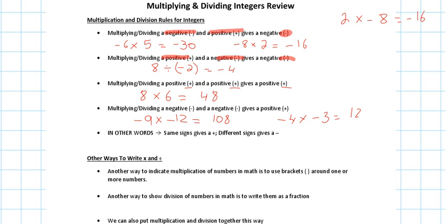A positive. Okay? So in other words, this is how you're going to remember it. If the sign is the same and you're multiplying them, it's going to be positive. If the signs are different, then your answer there is going to be a negative. Okay?